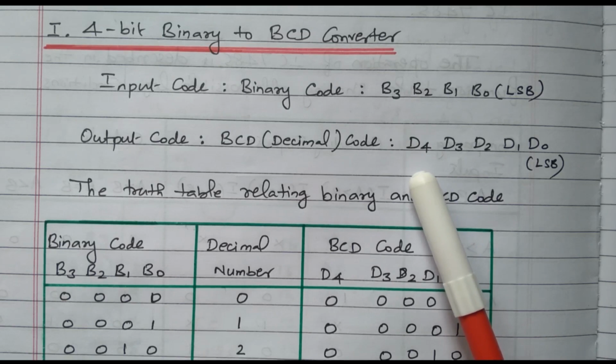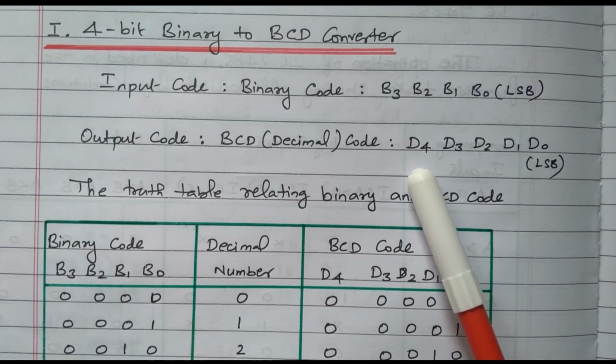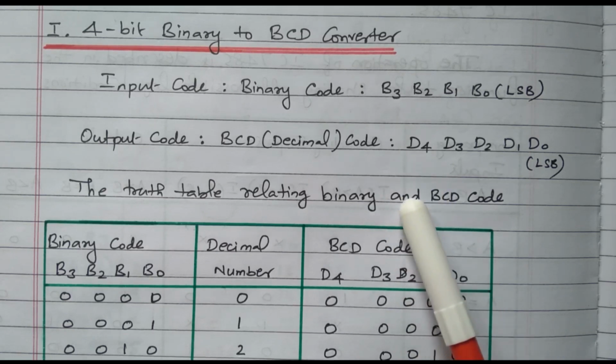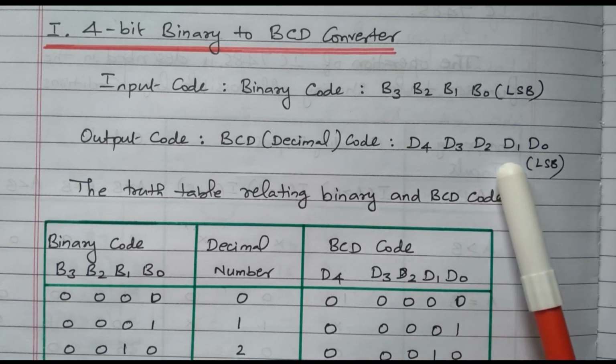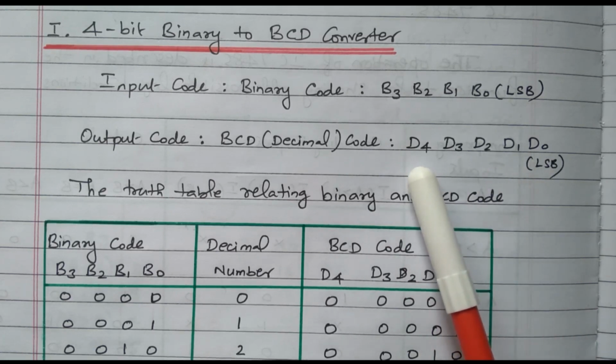From 0 to 9, D4 is 0. There is only 1 digit. From 10 onwards, in order to indicate 2 digits, D4 will be 1. Right? So that 1 indicates there are 2 digits available. So this is the binary BCD output D0, D1, D2, D3. D4 indicates whether it is a single digit or double digit.